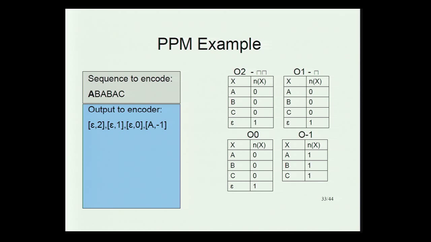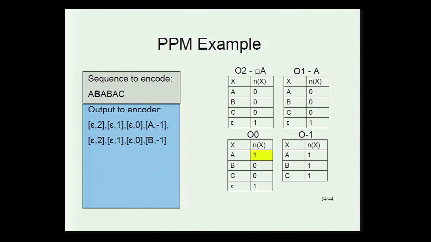Then we do this at order 1, escape using the order 1 table. We'll see we've never seen an A before at all, without any context. We'll escape at order 0, and finally output an A with order minus 1. All these are being sent to an entropy encoder, which will be using these tables and the symbol in order to do its encode step. So on to the next symbol.